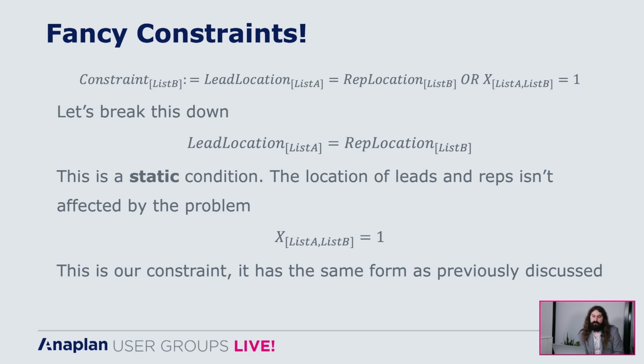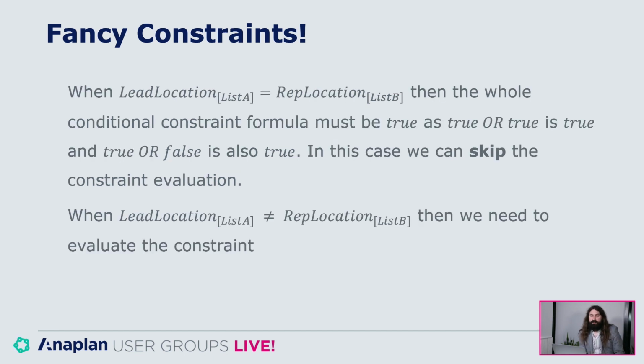On the other side, we have our constraint, which we saw before, X equals 1. This is our constraint because our constraint is on list B, that we can only have a lead assigned to one rep, which makes sense as a constraint, I suppose.